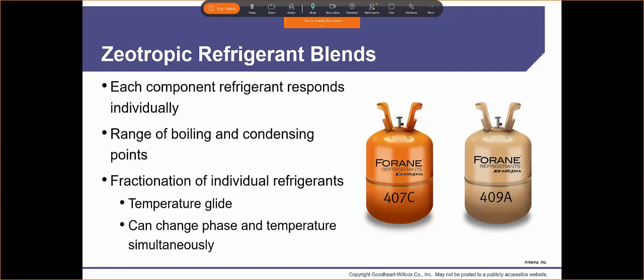We also have a zeotropic refrigerant blend. There's our guy, 407C. Each component refrigerant responds individually, with a range of boiling and condensing points. Fractionation of individual refrigerants creates a temperature glide. It can change phase and temperature simultaneously. So we've got a lot of different things going on because we've got different gases inside affecting different things happening inside of our system. So we've got the fractionation, I should say. The refrigerants are separating, and we're not getting the proper benefits of the refrigerant that we're really looking for.